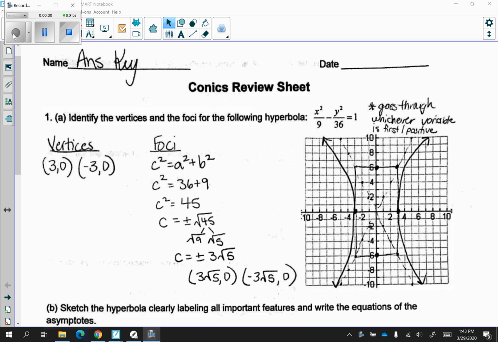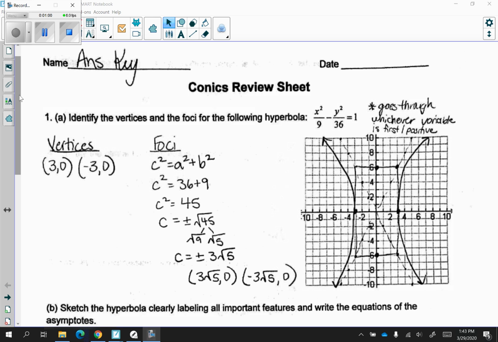In order to find the foci, c squared is equal to a squared plus b squared. c squared is equal to 36 plus 9. c squared is equal to 45. Take the square root of 45, which turns into plus or minus 3 radical 5. And remember, the foci points are also on the major axis, which is on the x-axis, which is (3 radical 5, 0) and (-3 radical 5, 0).